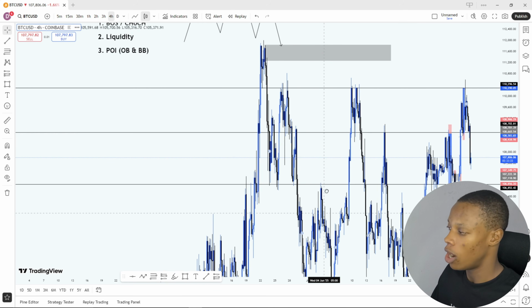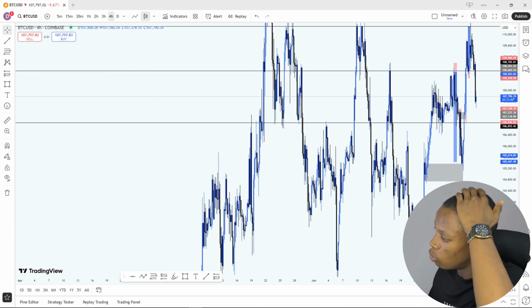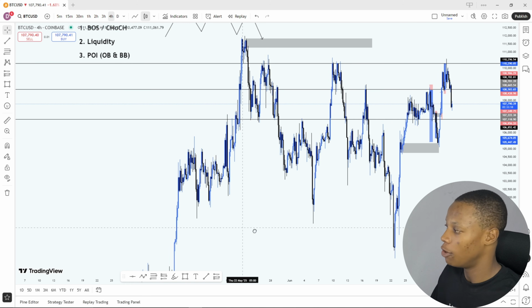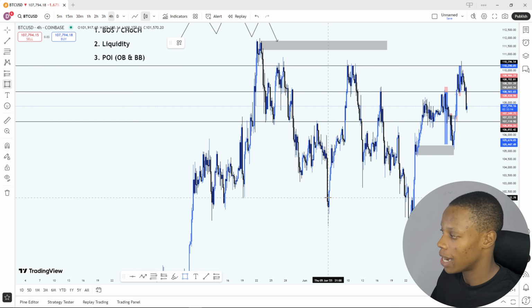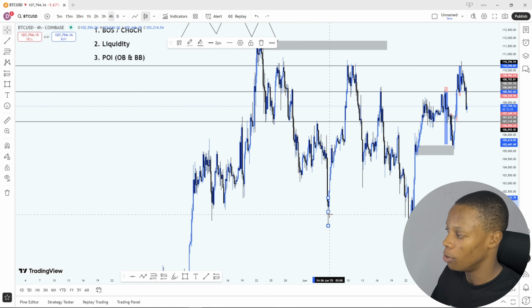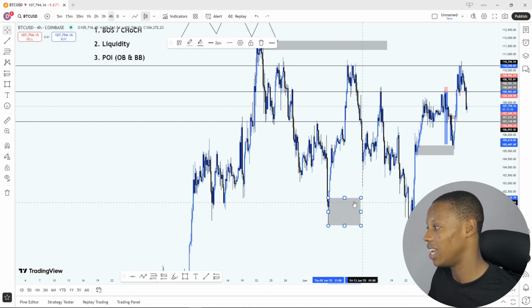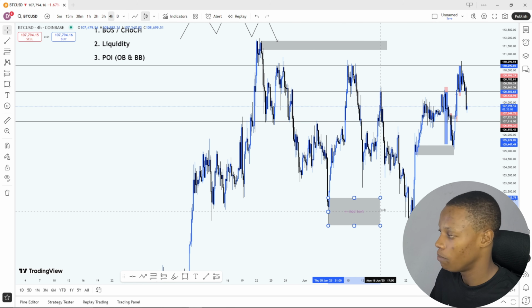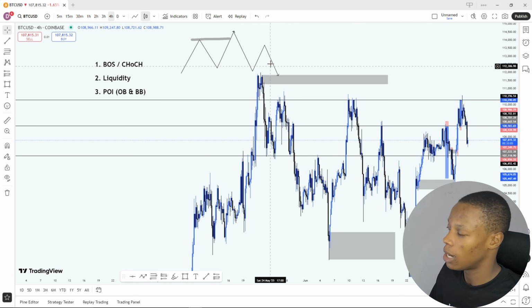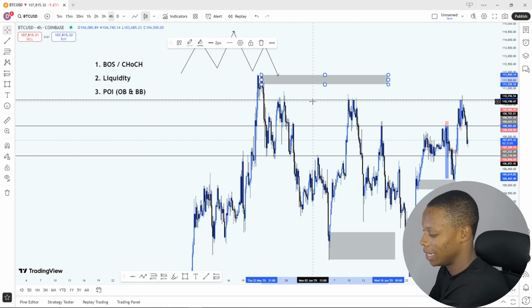Now if it was going down, the last black candle before it started going up, if it's going up, there's gonna be a blue candle. So the last opposite candle before the opposite move is another block. So this is another block, this is another block. So that's generally what an order block is.